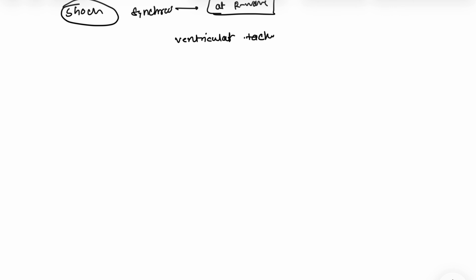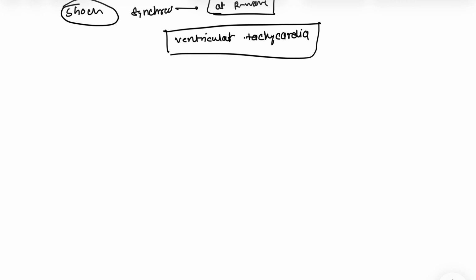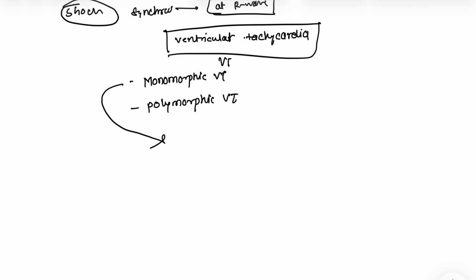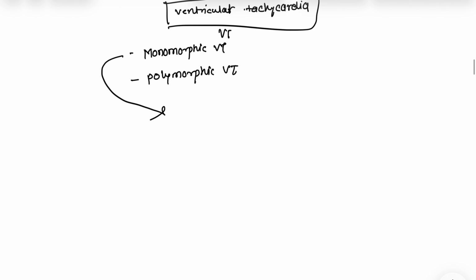The first arrhythmia that we are going to study is ventricular tachycardia. Ventricular tachycardia, that is VT, consists of two types. The first one is monomorphic VT, and the second one is polymorphic VT. First, we will study the monomorphic one. Now, what are the causes of monomorphic VT? There are a few causes that we should remember.